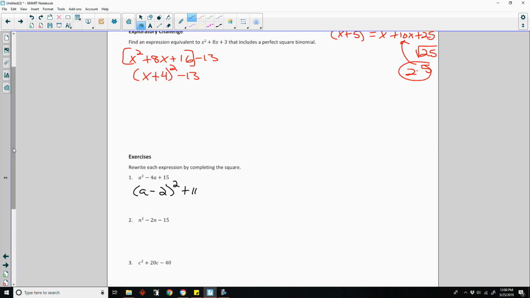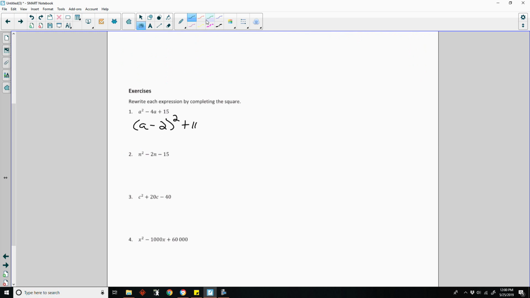Okay, number 2. So I'm going to put a parenthesis. My first term is n squared, so it's n. I've got a minus and a minus here. Okay. Half of 2 is 1, so I'm going to put n minus 1 squared. N minus 1 times n minus 1, let me do this over here. N minus 1 times itself. When I distribute, I get n squared. Inner, I get minus n. Outer, I get minus 1 times n, which is another minus n, and a negative times a negative is positive 1. That would give me n squared minus 2n plus 1.